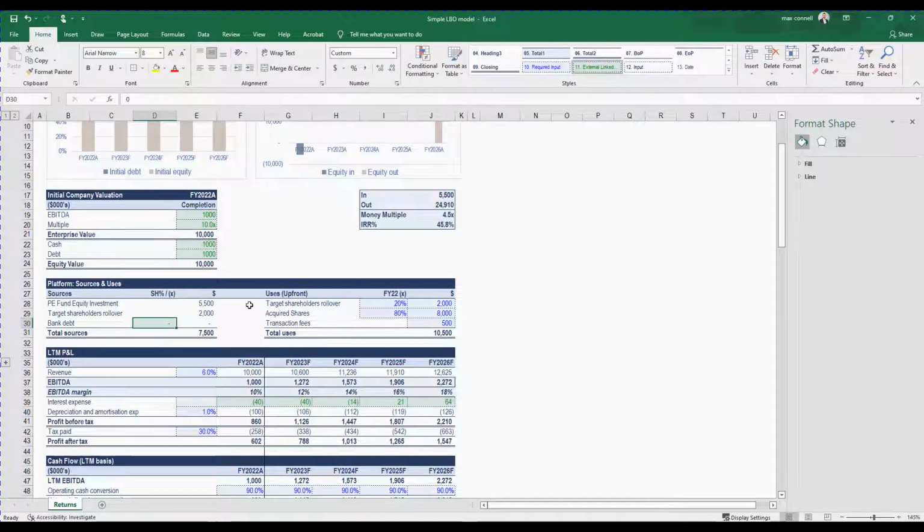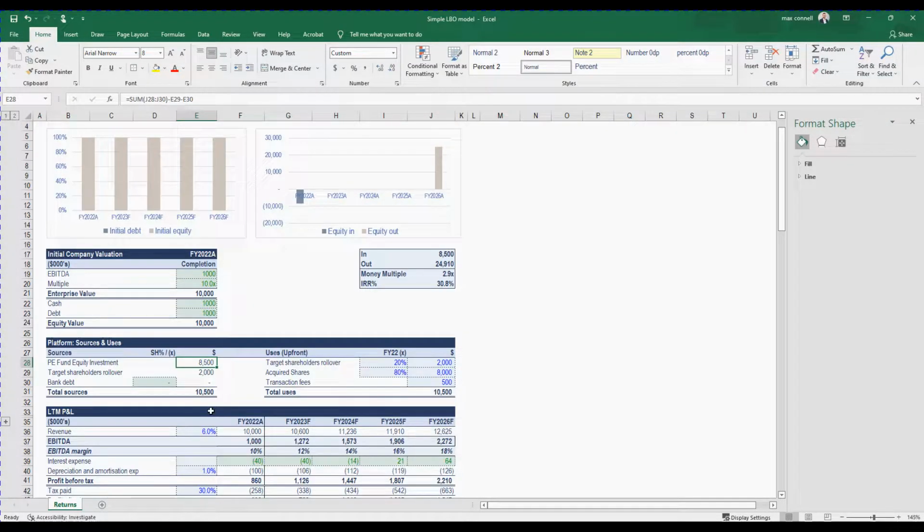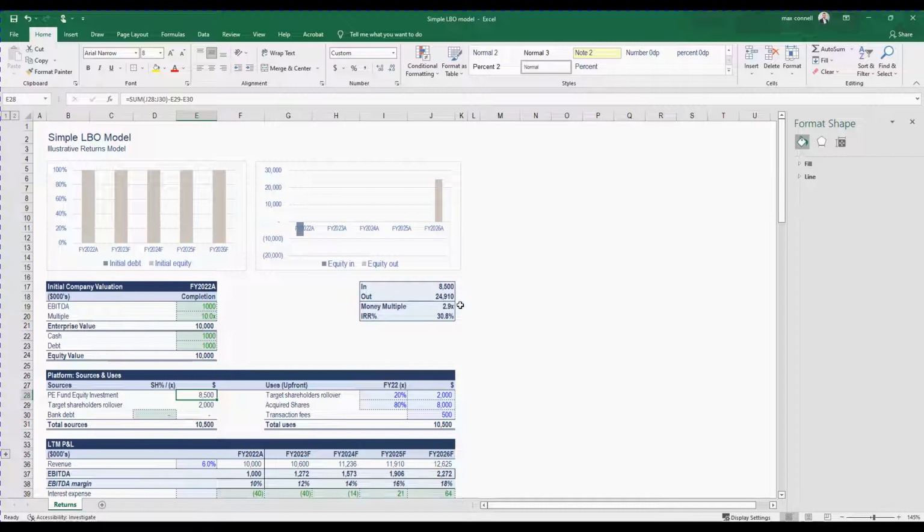Let's see what happens. First of all, we just need to make sure our calculation is working. So let's just plug that in: the sum of this equals, we should be doing the sum of this minus that. There we go. So now this is working. So let's see what happens to our returns when we put no debt in the business initially. So you can see it's had a massive impact on our money multiple.